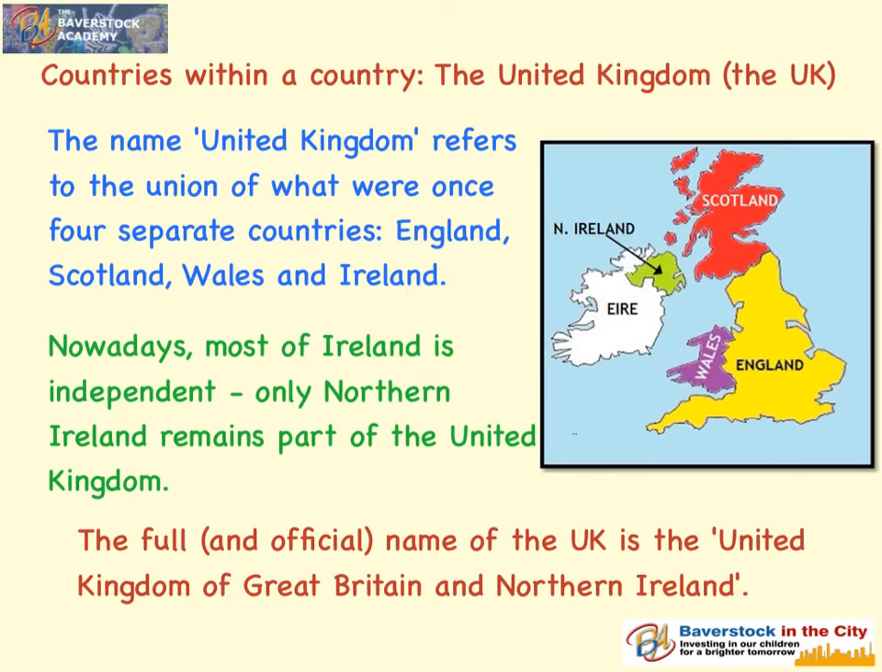The name United Kingdom refers to the union of what were once 4 separate countries: England, Scotland, Wales, and Ireland. Nowadays, most of Ireland is independent. Only Northern Ireland, that little bit there in green, remains part of the United Kingdom. The full and official name of the United Kingdom is the United Kingdom of Great Britain and Northern Ireland.